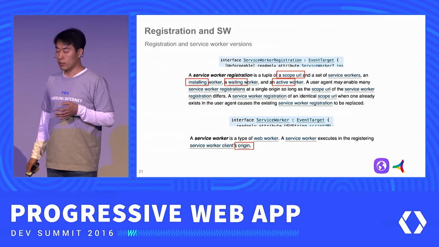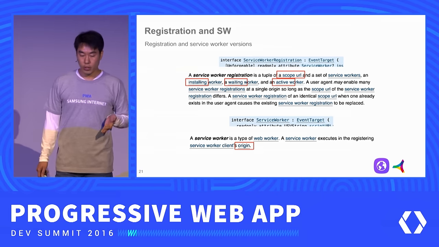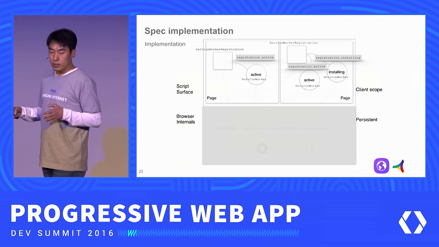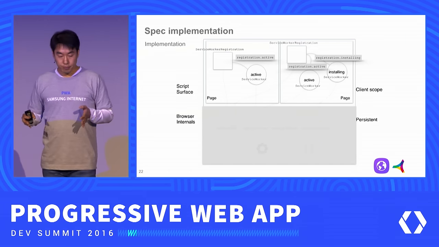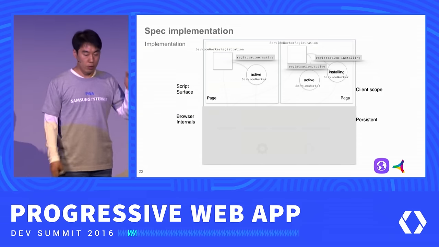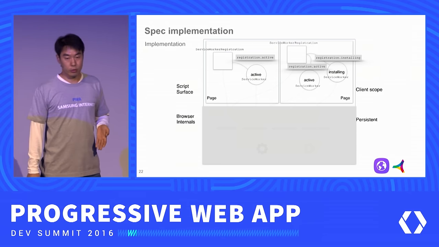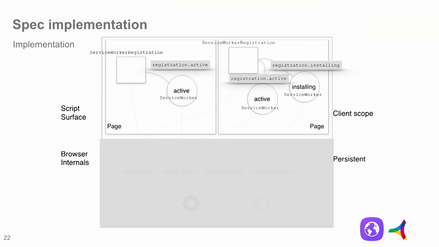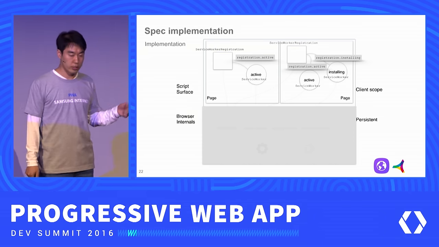And the service worker itself is running on the registering client's origin, basically. So there are those concepts implemented by the browser inside. And this is the whole picture of all those implementations. The upper part of this figure is a script surface that you as a web developer have access to, like the service worker registration JavaScript object and all the getters to get the active worker, installing worker, those things.